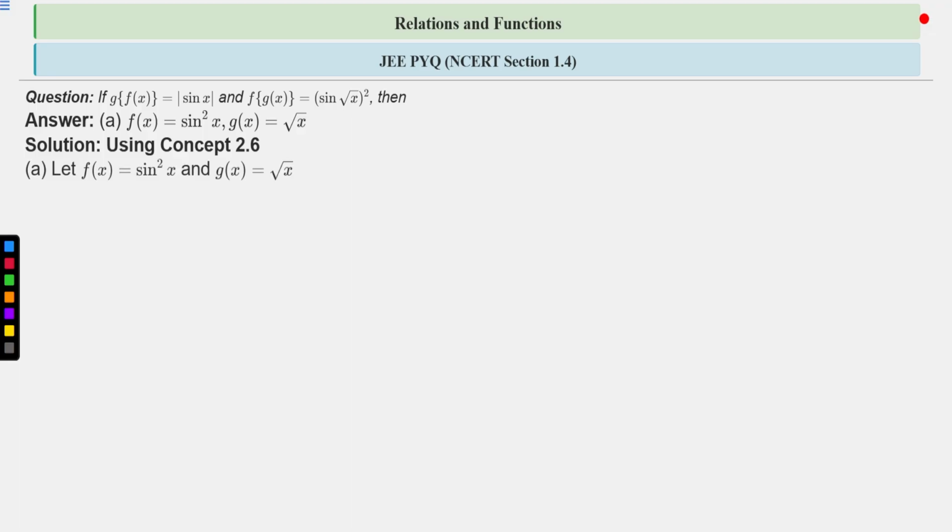So we will try eliminating options. So let f(x) equal to sine square x as given in option A and g(x) is equal to root over x. So if we calculate f of g(x), then we will get f of g(x), right? And g(x) is root x. Then we need to find f of root x, right? Then it will be sine square root x, right? Sine square root x. Clear?